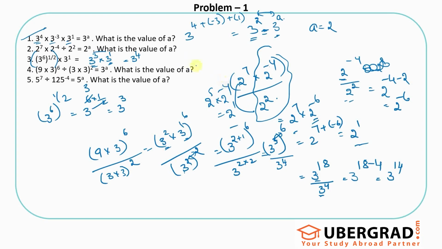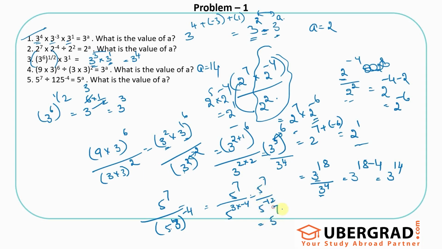5 power 7 divided by 125 whole power minus 4. So simple. 125 is nothing but 5 power 3. Sorry, my bad: 5 square is 25, and then 125, that's what 125 is. So 5 power 3 whole power minus 4 can be written as 5 power 3 into minus 4, that is 5 power minus 12. So 5 power 7 divided by 5 power minus 12 is 5 power 7 minus of minus 12. Minus of minus will make it plus, so it will be 5 power 19. So the answer will be 19 for this.